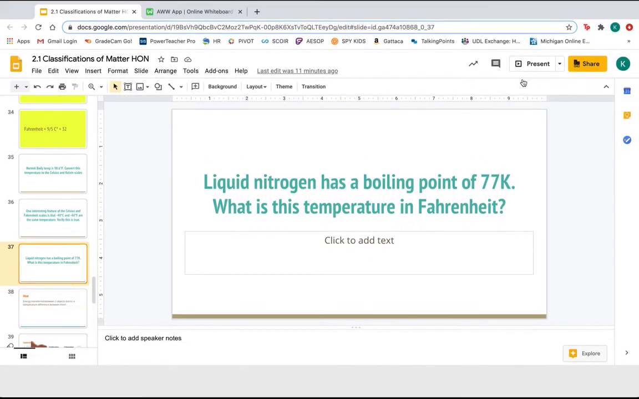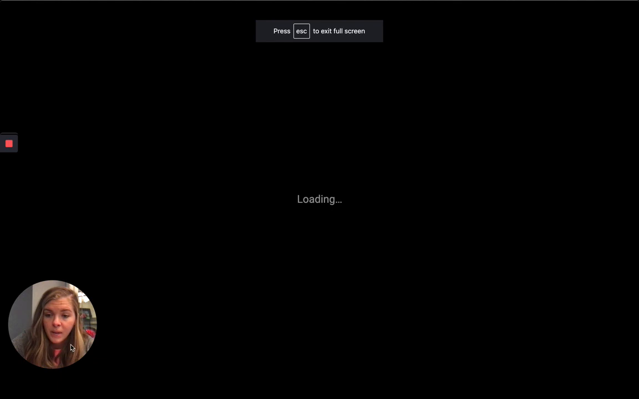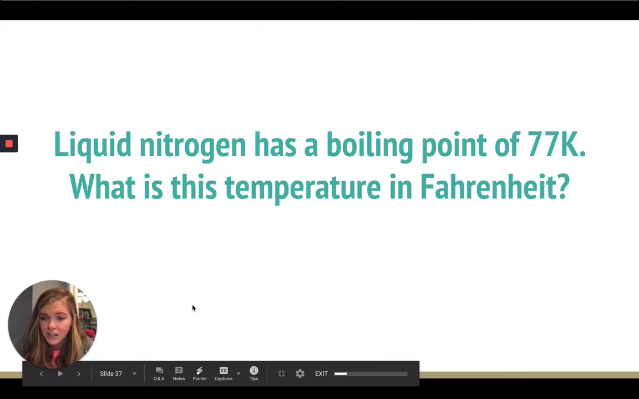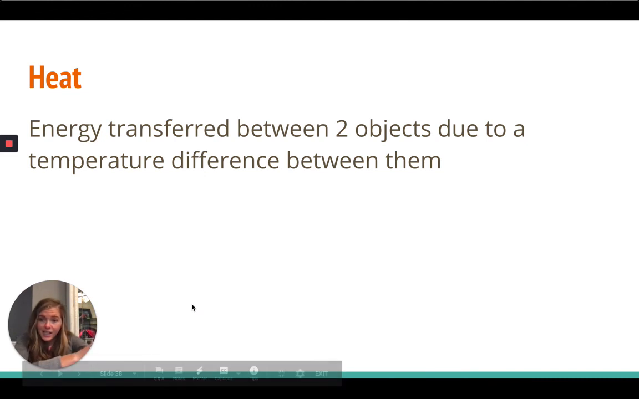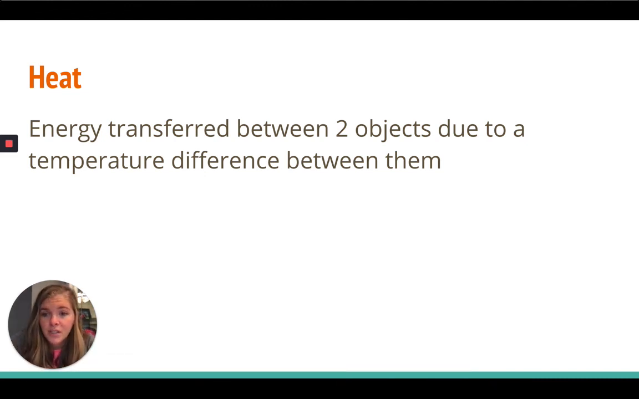Alrighty, so those are the temperature conversions we're going to talk about. You will need those later in the year as well. Our last definition I want to talk about is heat. Heat is the energy transfer between two objects due to a temperature difference between them. So heat is the actual transfer of the energy to cause different temperatures, whereas temperature is the actual hotness or coolness of something.